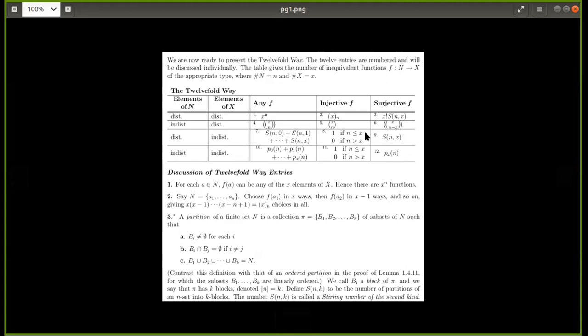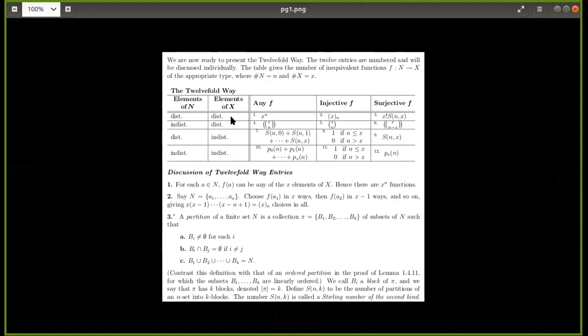So here are these 12 entries, which give you the 12-fold way. Now, the second one which I see here: I have to count the number of injective inequivalent functions f from the set of distinguishable n many elements to a set of x many distinguishable elements. Injective means as soon as the first element of this set is sent to something here, the next element can be sent in one fewer way.